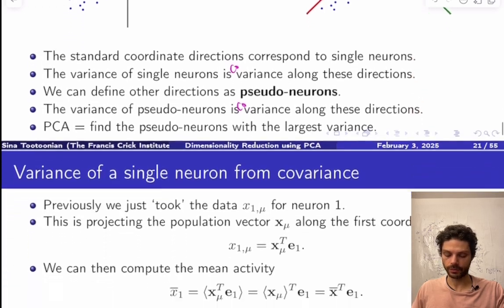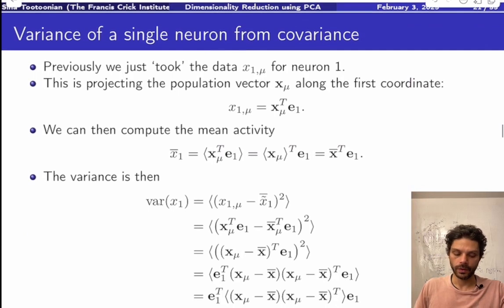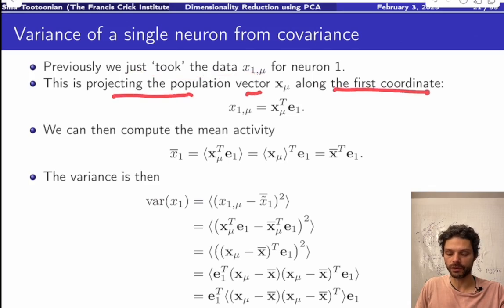Okay, so let's look at the variance of a single neuron again. Previously, we just took the data for x1 mu for neuron 1, right? That would be the response of the neuron to all of the odors. Now this is just projecting the population vector along the first coordinate. We talked about that, right?